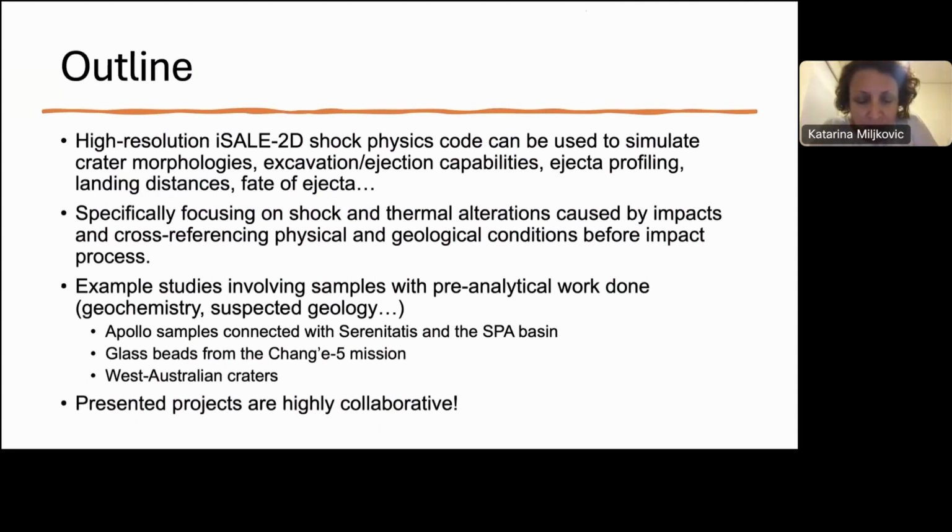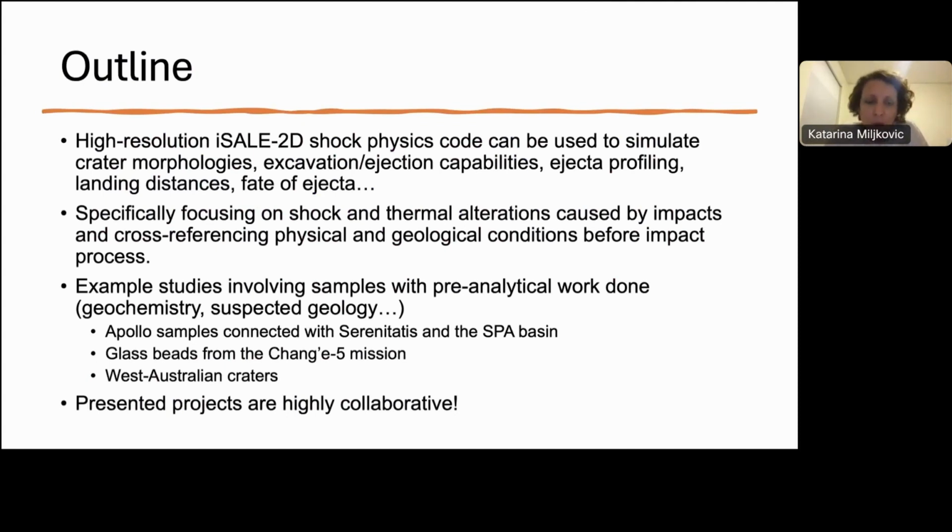So, a bit of an outline. Apologies for a lengthy slide. I don't have many that are lengthy, but my background is in numerical impact physics, and I've spent a big part of the past 15 years or so working with the shock physics hydrocode called iSALE. Some of the stuff you'll see today is in 2D, from the 2D version of the code. That's a shock physics code that can be used to simulate cratering processes in various kinds of rocks.